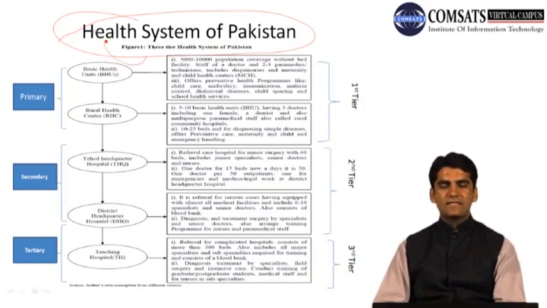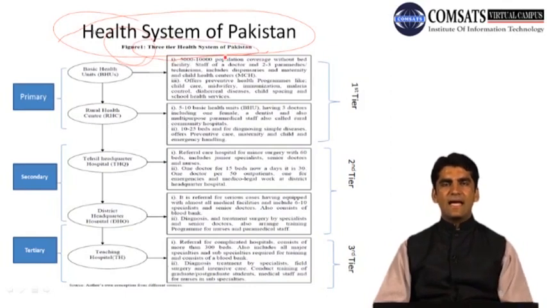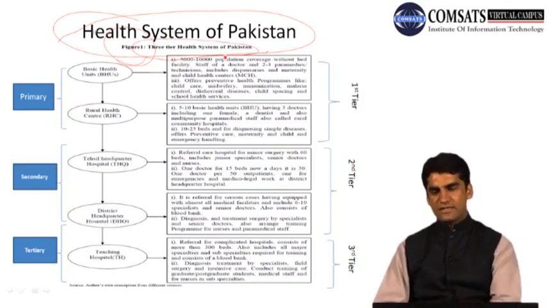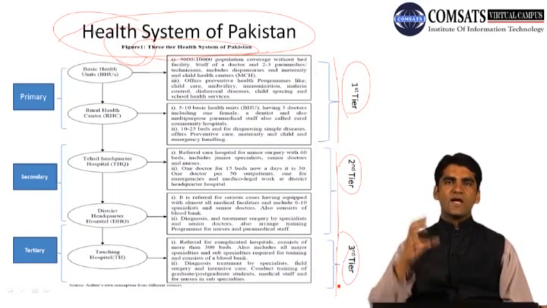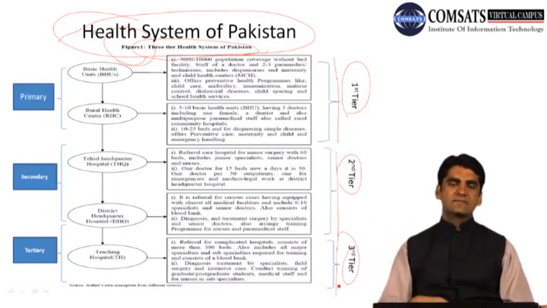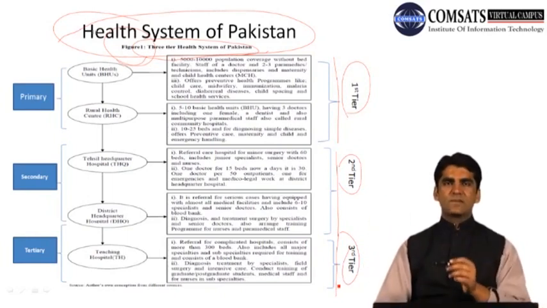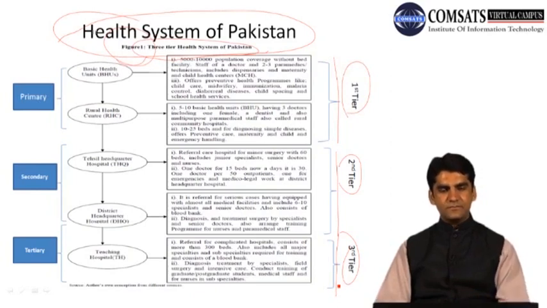Now the figure has a number, and it explains the 3-tier health system of Pakistan. What are these 3 tiers that are explained here? First tier from here to here, second from this place to here, third from this to this. So you have the 3-tier health system of Pakistan, which is explained tier wise.